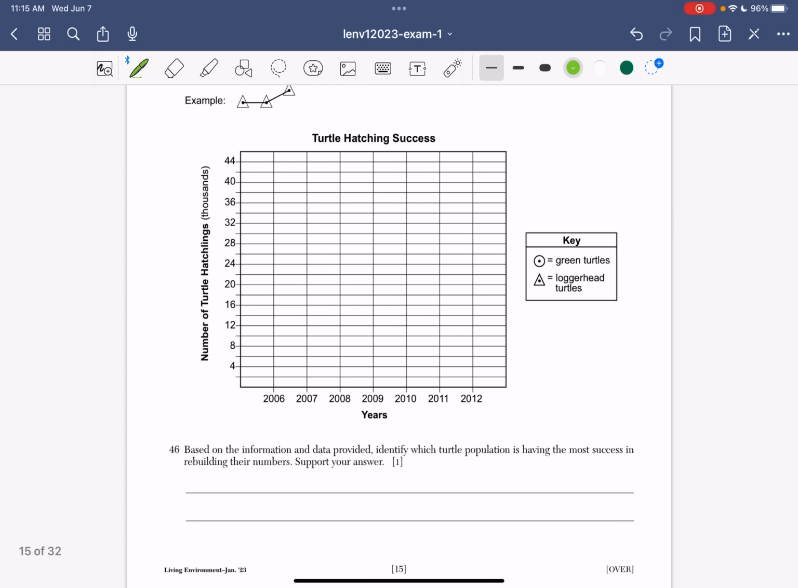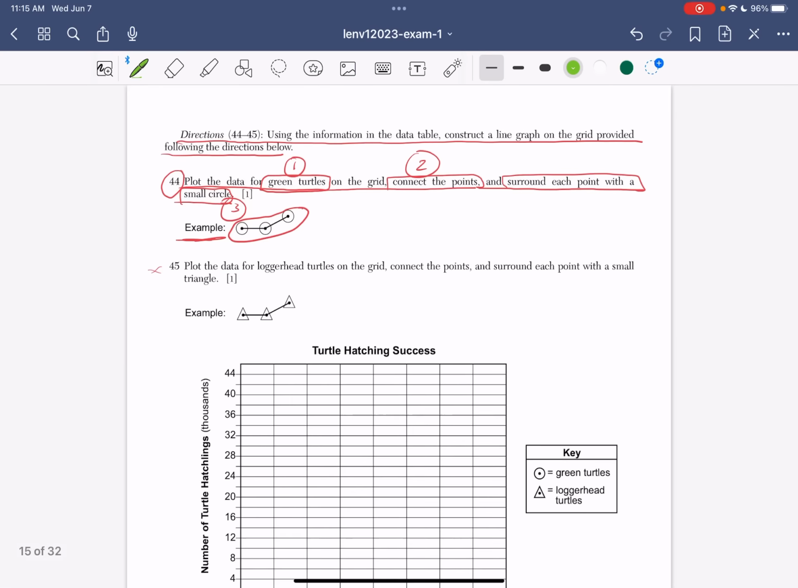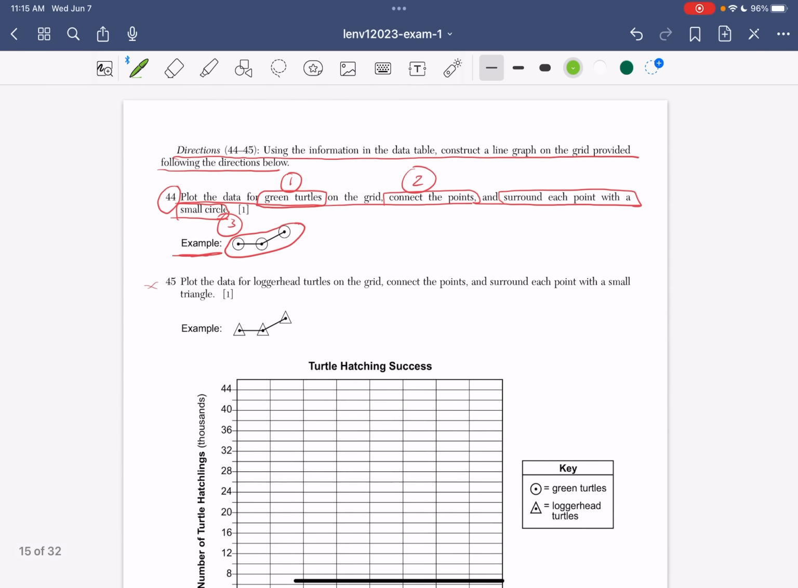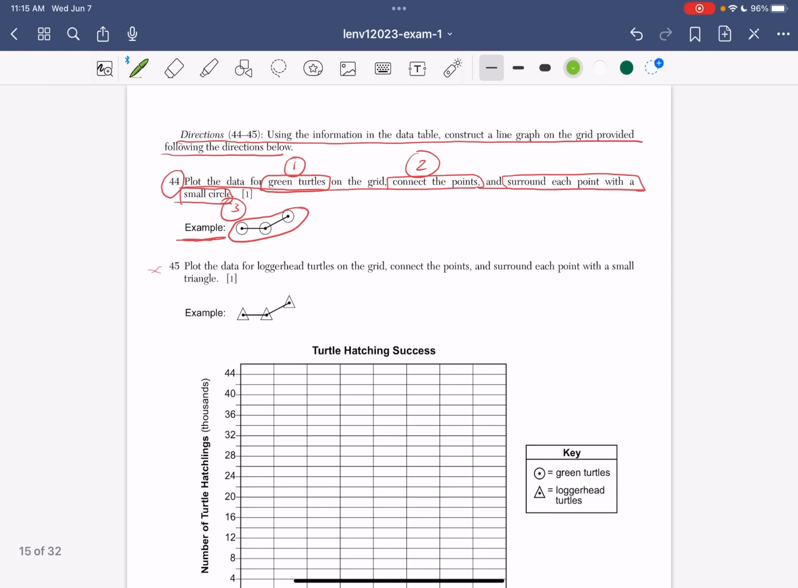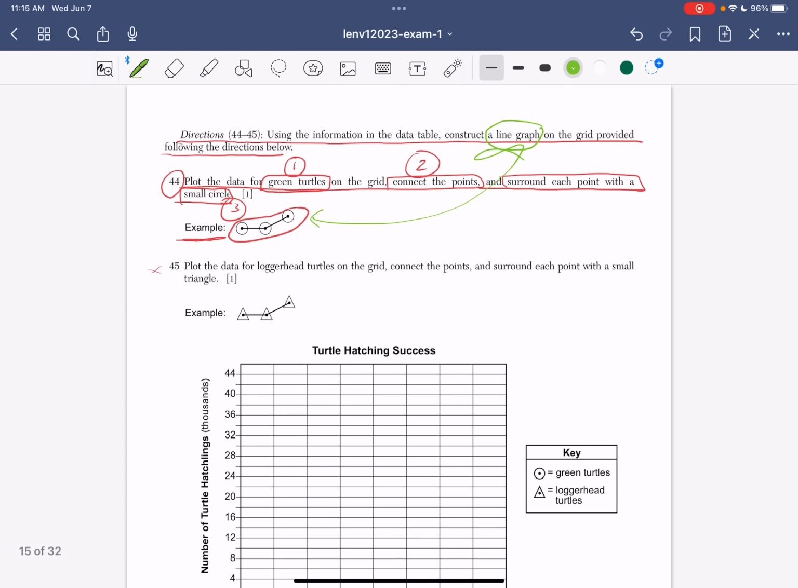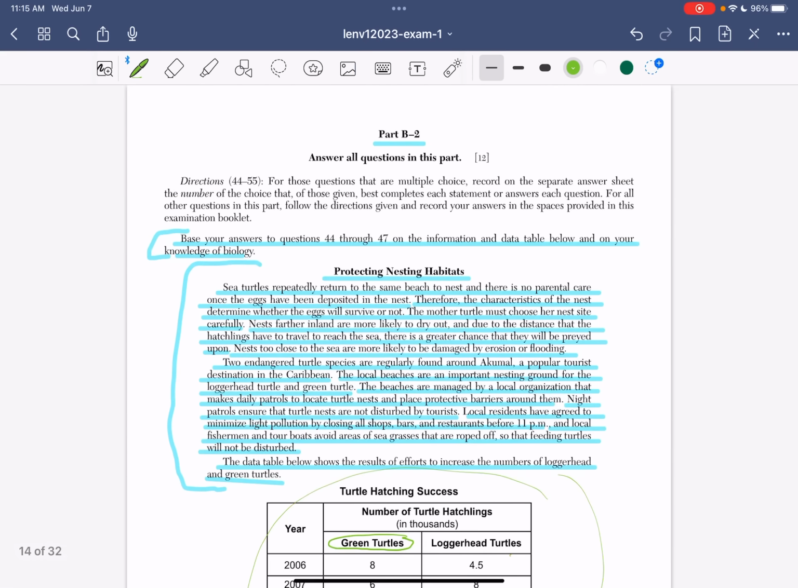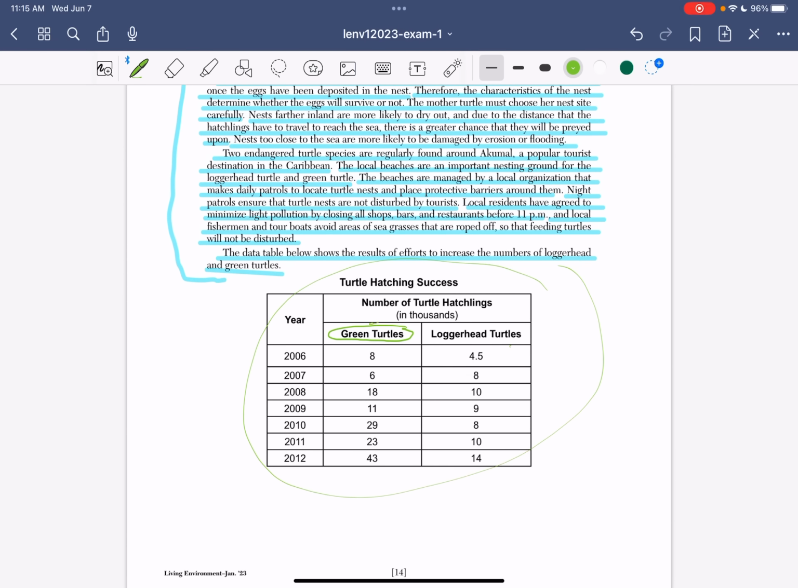Okay, we're going to transfer this information and make it into a graph. And I want you to pay attention. It's a line graph, not a bar graph. It's a line graph. And they show you examples of what your line graph should look like. So let's get started. Number 44, green turtle. Let's start with 2006. Okay. Green turtle, 2006 was 8.